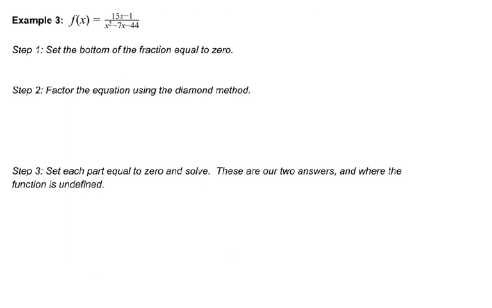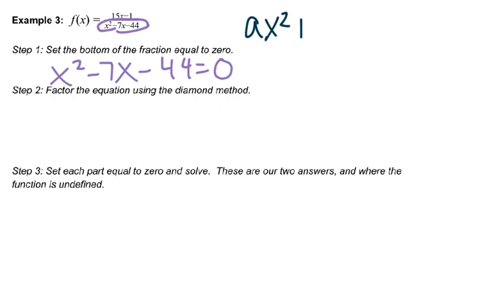One more problem here, example 3. f of x equals 15x minus 1 all over x squared minus 7x minus 44. Again, our step 1 is always the same. We take that bottom of the fraction and we say x squared minus 7x minus 44 equals 0. For this one, we're going to have to do the diamond method because it's in this ax squared plus bx plus c form. So you're going to draw your diamond.